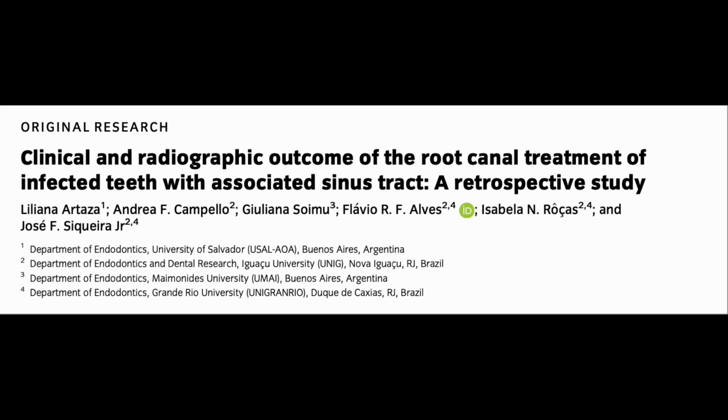Although closure of the sinus tract in the first month following treatment may be a good predictor of favorable outcome, a longer follow-up visit should be instructed as the sinus tract may recur.